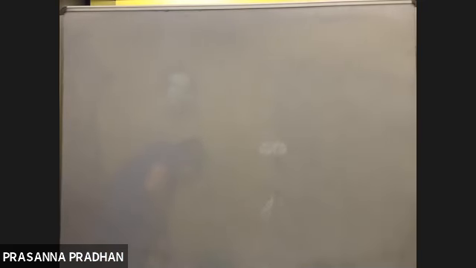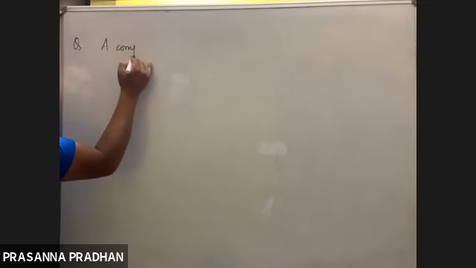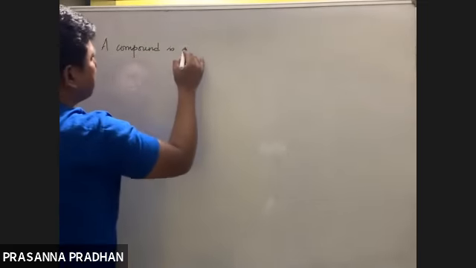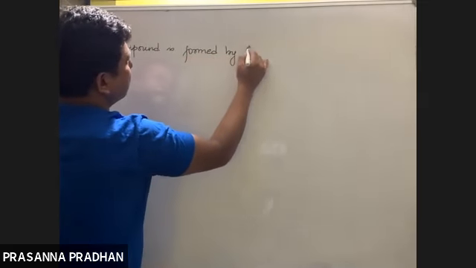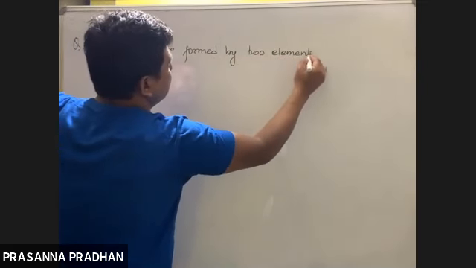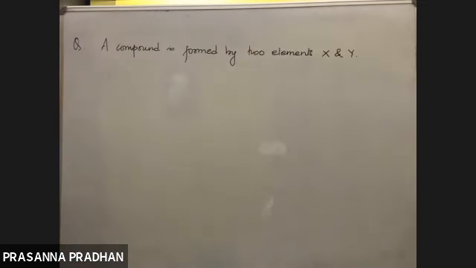Now whatever questions we can expect. Okay. So listen. A compound is formed by 2 elements. It's so easy. X and Y. A compound is formed by 2 elements, X and Y.